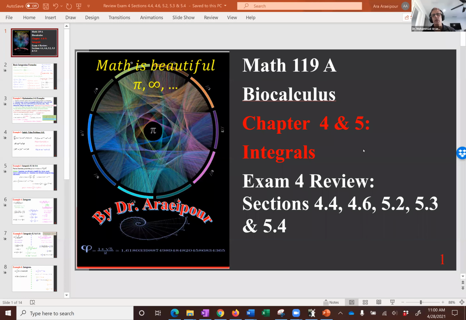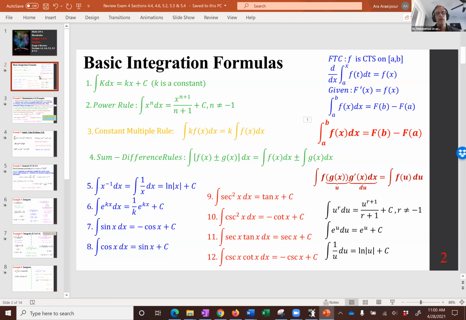Good morning, class. We are looking at exam 4 review, which covers from section 4.4 to 5.4. Many integration formulas. Hopefully by now everybody is comfortable with them, so we can move on.